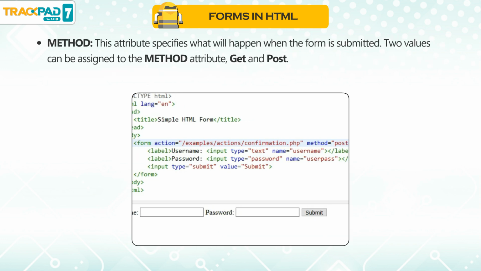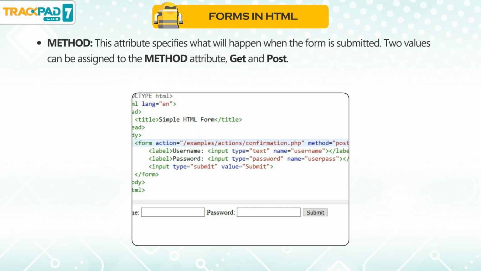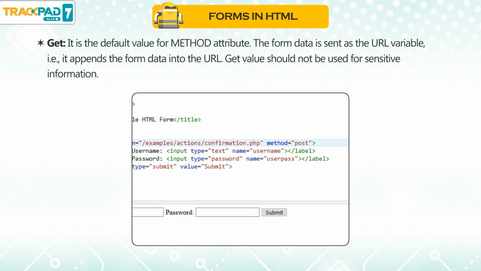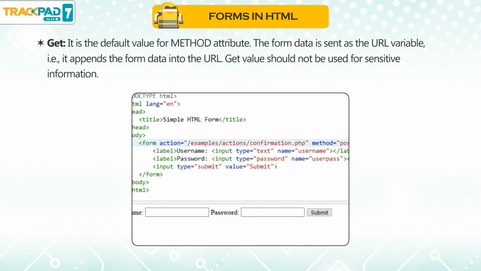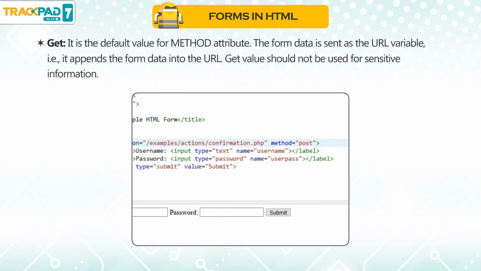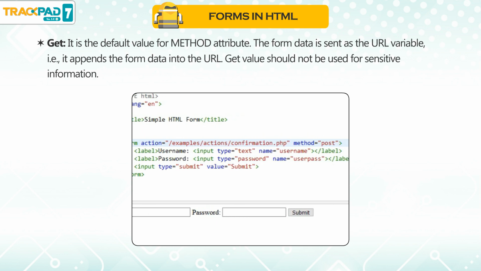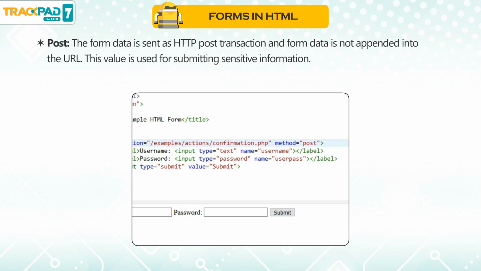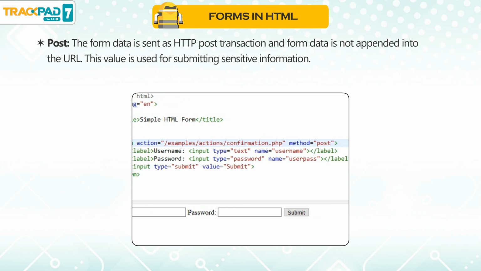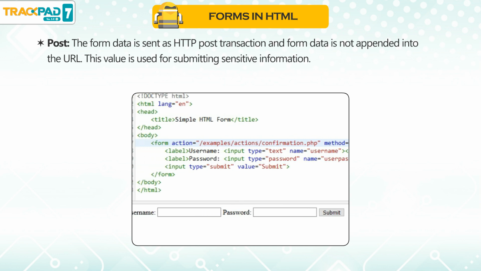Method. This attribute specifies what will happen when the form is submitted. Two values can be assigned to the method attribute, get and post. Get. It is the default value for the method attribute. The form data is sent as the URL variable, that is, it appends the form data into the URL. Get value should not be used for sensitive information. Post. The form data is sent as an HTTP post transaction and form data is not appended to the URL. This value is used for submitting sensitive information.